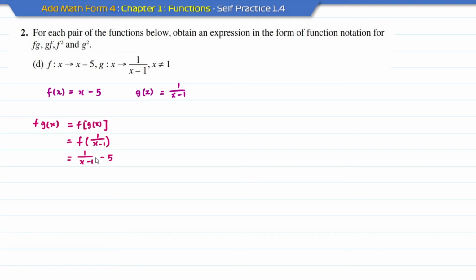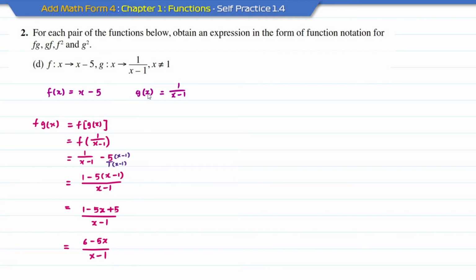To combine this into 1, because this is a fraction, you need to equalize the denominator. So 5 means 5 over 1, so to equalize the denominator, I need to multiply it with x minus 1. So what I'm going to have here next is 1 minus 5(x minus 1) over x minus 1. I can combine these two together now because they have the same denominator. So it will become 1 minus 5x plus 5. As you expand this, the minus will become a plus here, over x minus 1. So next, 1 plus 5, you're going to have 6 minus 5x over x minus 1.